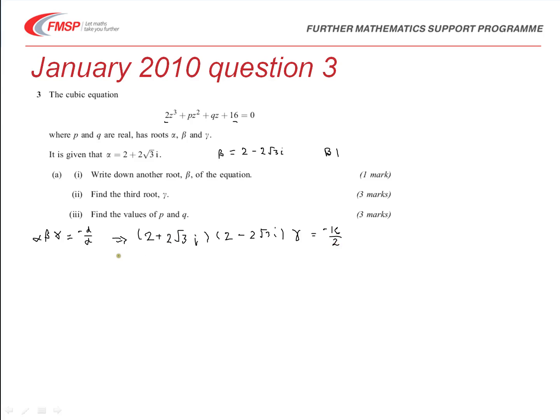Well, what can we do now? We can multiply the 2 plus 2 root 3i by the 2 minus 2 root 3i. We know a conjugate pair will give you a real answer, so we get 2 times 2 is 4, and then 2 root 3 times 2 root 3 gives 4 times 3, which is 12, and it's negative times a positive, which is negative. I squared is negative 1, so that becomes overall positive, plus 12 plus the 4, so that makes 16. So 16 gamma equals negative 8. So gamma must be equal to negative 1/2.